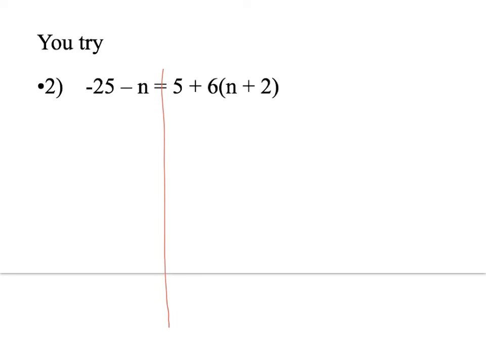You're going to distribute the 6, so you'll get 6n, and then 6 times 2 is a positive 12. Everything else drops down, so you'll have 5. Since this 6n was positive, I'm going to put a plus sign in there. And then this entire left side drops down, negative 25 minus n.